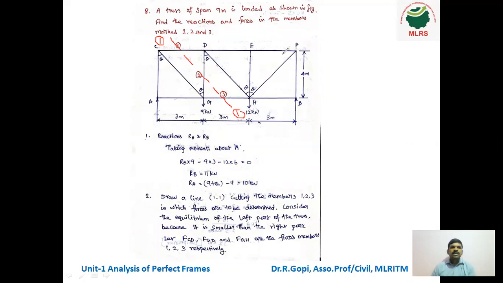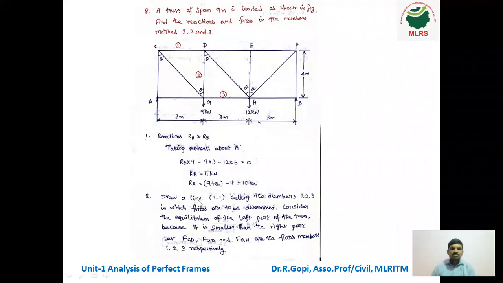Now tell me where we have to take moments. For calculation of the force in member CD, we look at the opposite joint, here joint G, so we take moment at point G. Second, for the DG member, the opposite joint is C, so we take moment about point C. And for the GH member, we take moment about joint D. That's all. So this is the procedure.